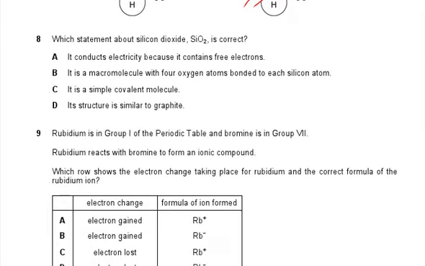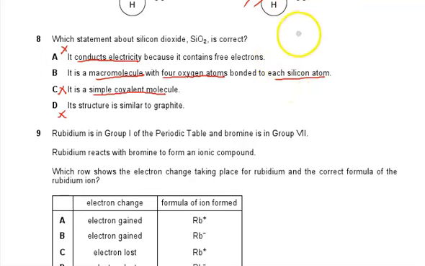Number 8. Which statement about silicon dioxide is correct? So silicon dioxide cannot conduct electricity. It's a simple covalent molecule? Not at all. It is a macromolecular structure. It is similar to graphite? Not at all. It is a macromolecule with 4 oxygen atoms bonded to each silicon atom.